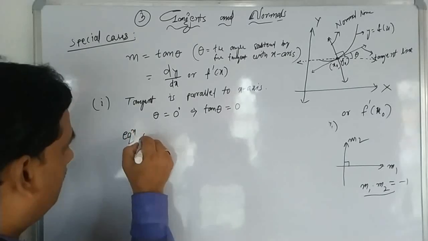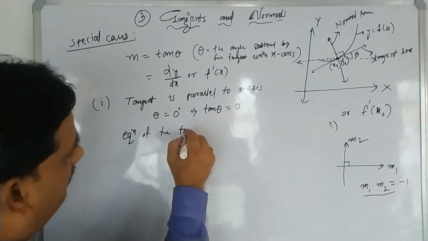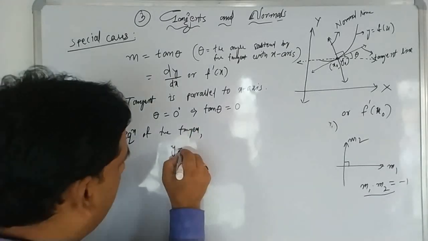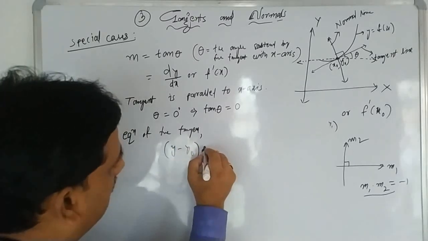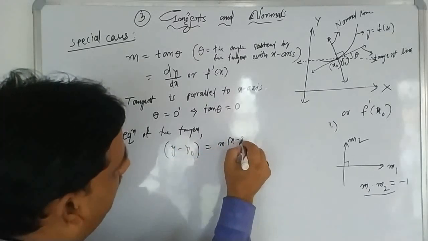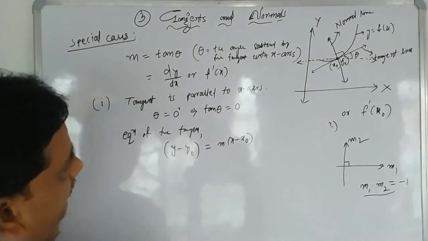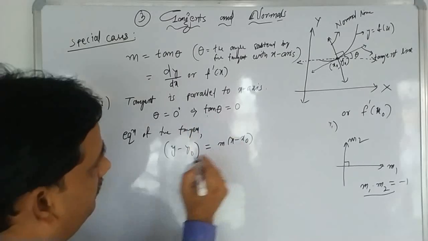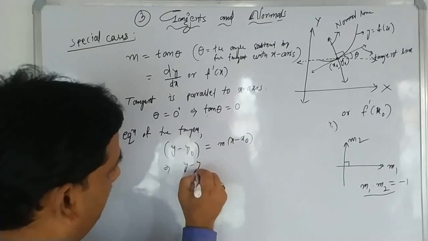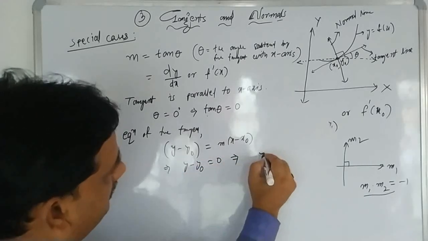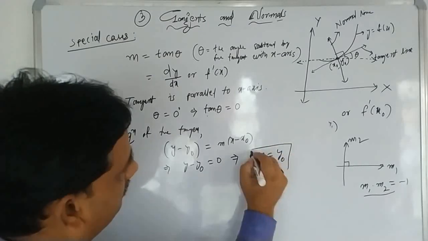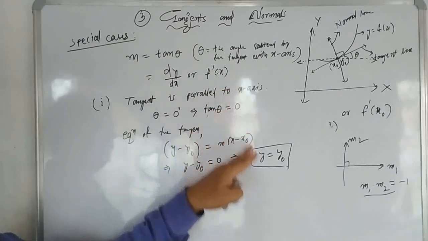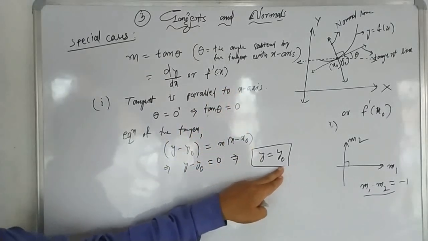Then the equation of the tangent will be y minus y0 is equal to m into x minus x0. So this becomes 0, since the slope is equal to 0. If this is 0, then y minus y0 is equal to 0. This implies y is equal to y0. When the tangent is parallel to the x-axis, y is equal to y0.